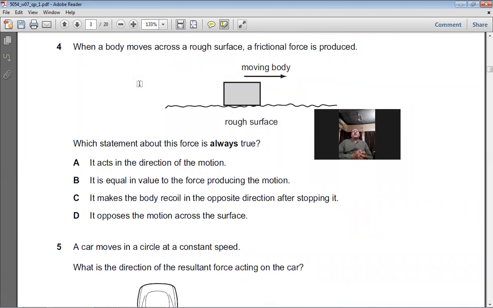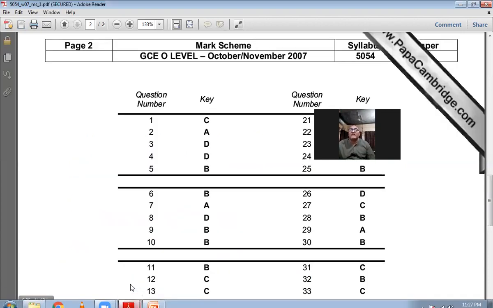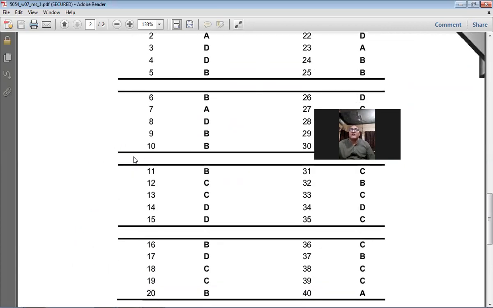When a body moves across a rough surface, a frictional force is produced. Which statement about this force is always true? It acts in the direction of the motion. No. It is equal in value to the force producing the motion. That is not necessary. It makes the body recoil in the opposite direction after stopping it. No. It opposes the motion across the surface. Yes, that's the right answer. It always opposes the motion across the surface. So I think D is the best option. Question number 4, let's check the answer. Yeah, D is the right answer.